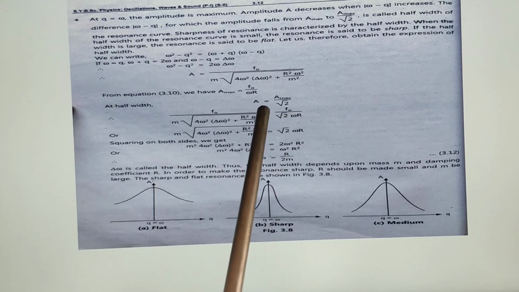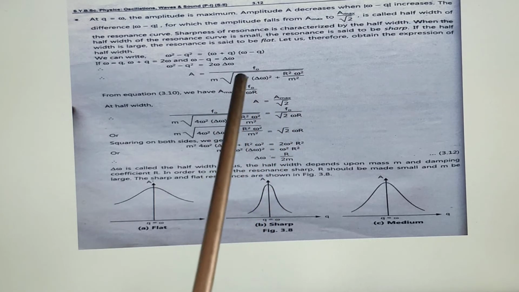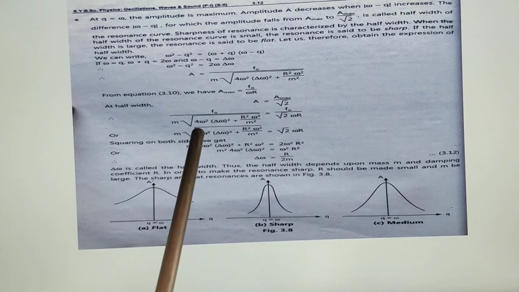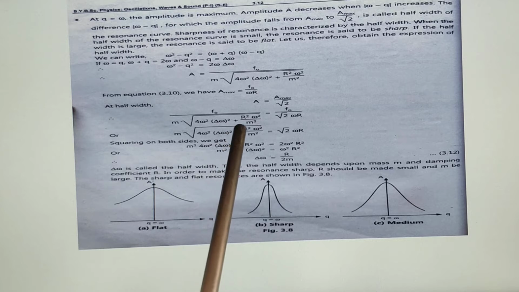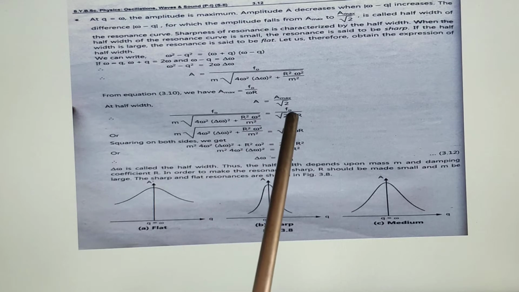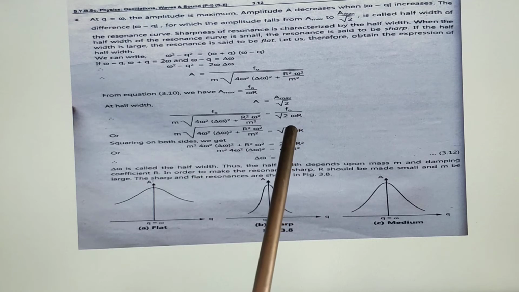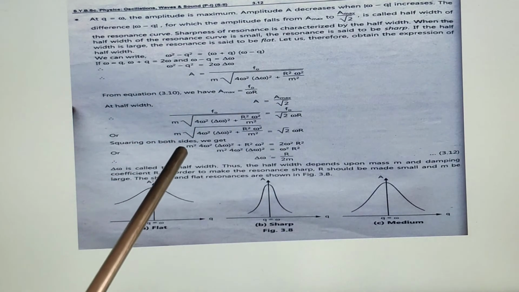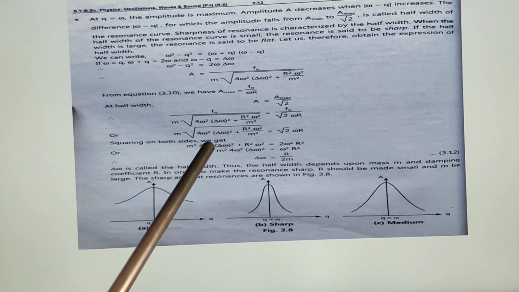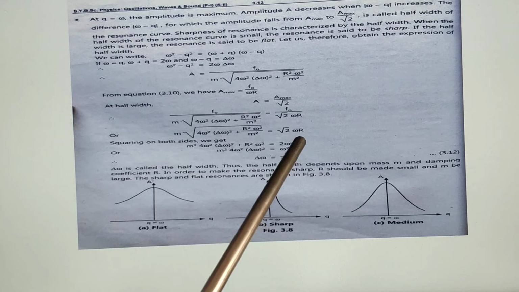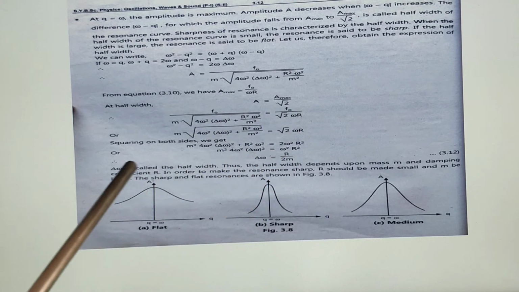Okay, so comparing these two equations, we can write F naught upon M root of 4 omega square delta omega square plus R square omega square upon M square equal to F naught upon root 2 into omega R. Okay, so next step we write M root of 4 omega square delta omega square plus R square omega square upon M square equal to root 2 into omega R. So here F naught gets cancelled.